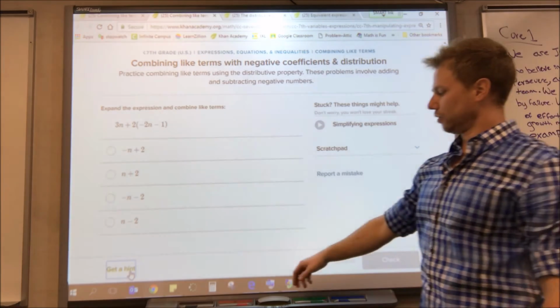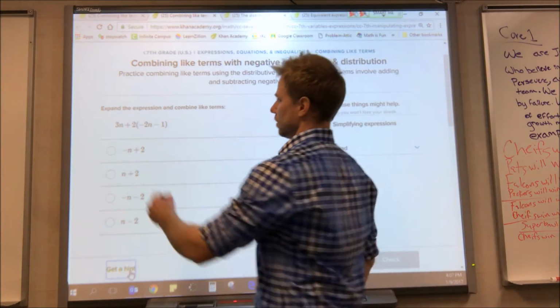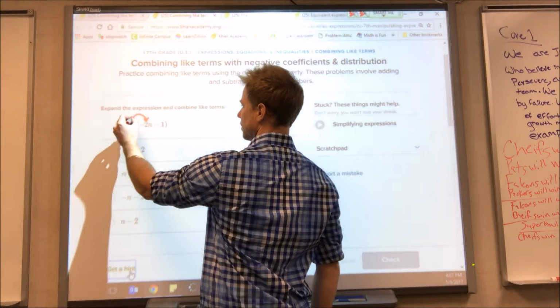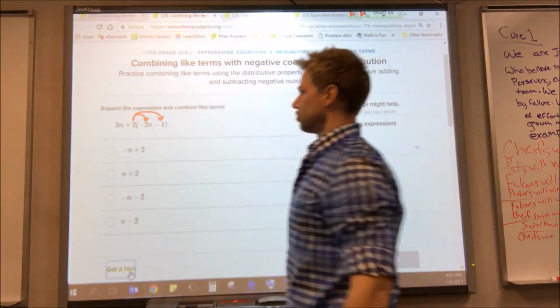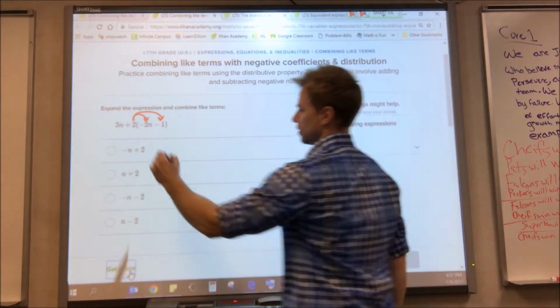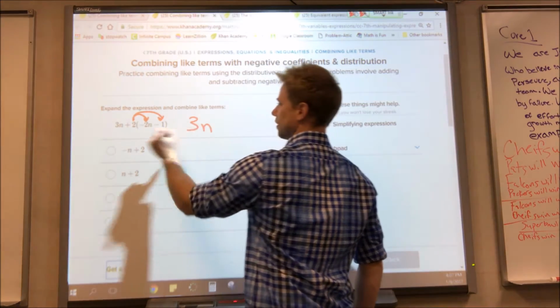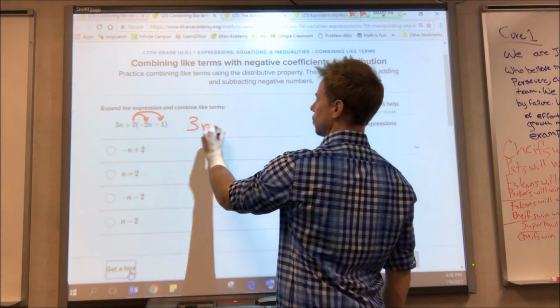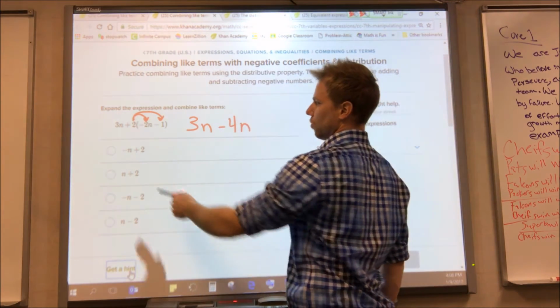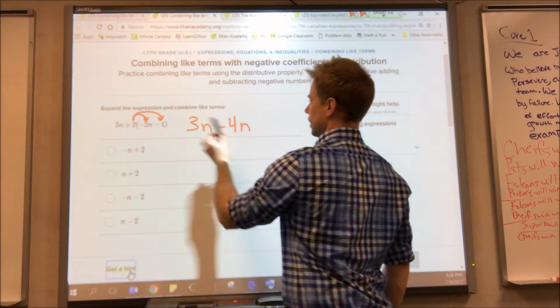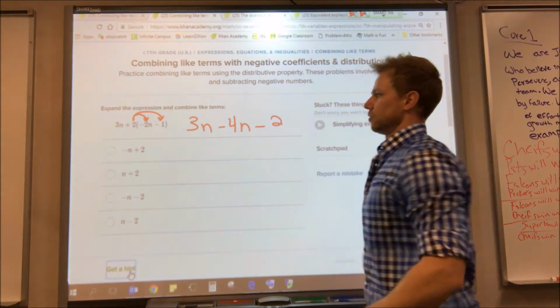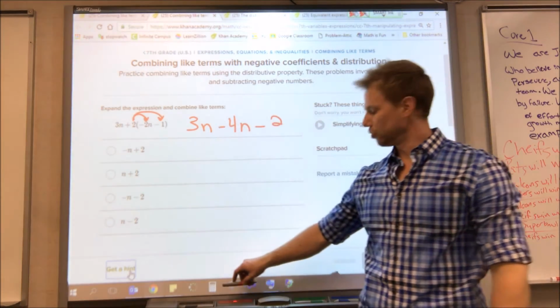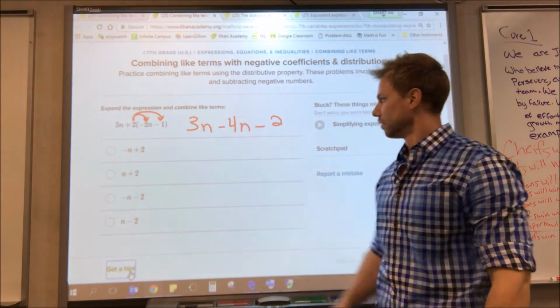And one more. This time we only have one set of parentheses. So the first 3n just stays how it is. We have to distribute the 2 to the second parentheses. So we have 3n, 2, a positive 2 and a negative 2 makes a negative 4. So it's negative 4n. A positive 2 and a negative 1 makes a negative 2. Positive and a negative, when you multiply, makes a negative.